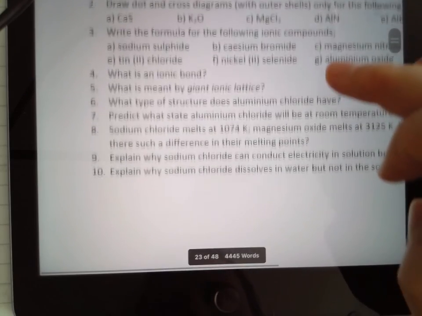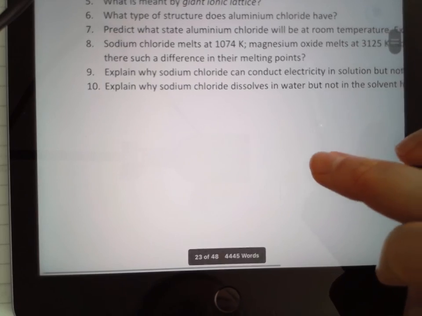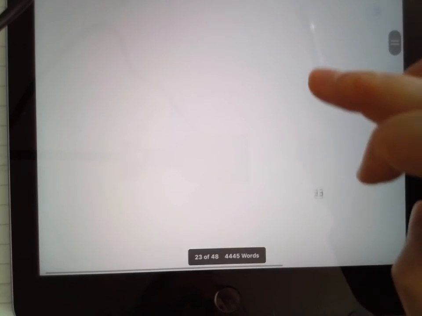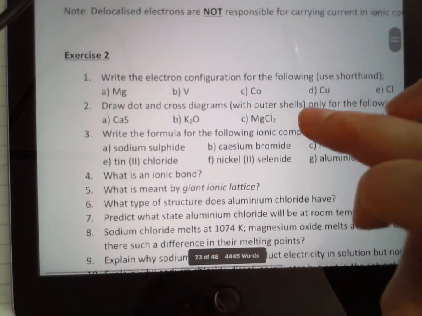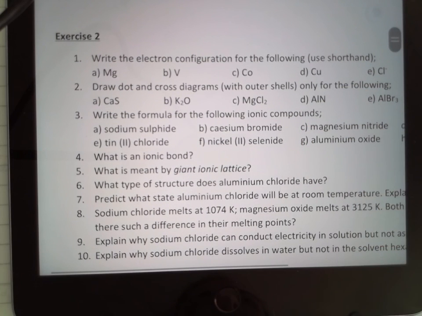In the next video, I'm going to go through the answers to exercise 2, which is on page 23. If you haven't already, have a go with those exercises yourself and then go to the next video for the answers.